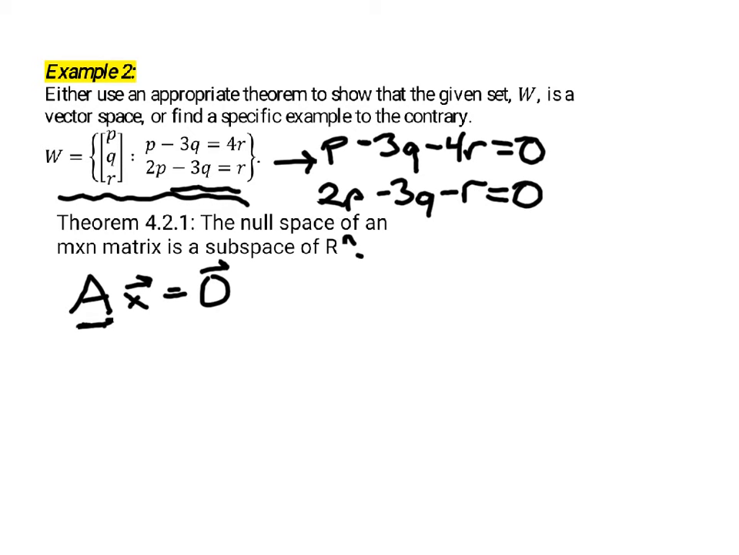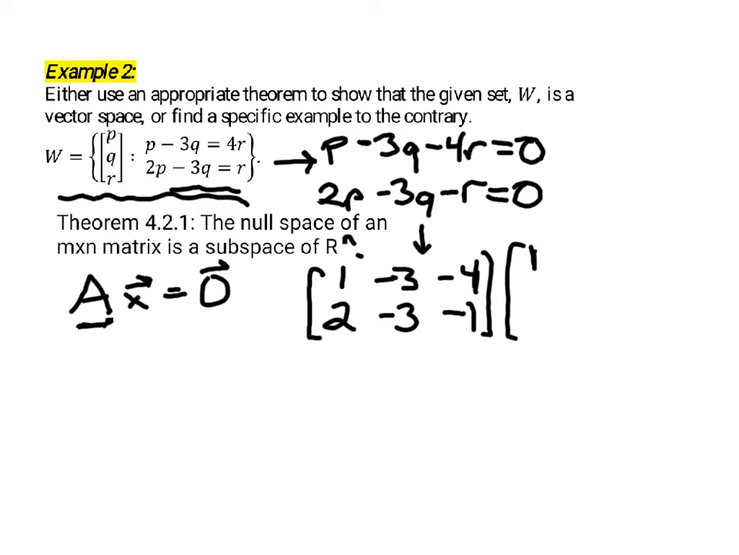Now that system of equations could be expressed as a matrix equation, where we put the coefficient matrix here, so 1, negative 3, negative 4, and then 2, negative 3, negative 1. So here's our coefficient matrix times the vector PQR is equal to the two-dimensional 0 vector here.